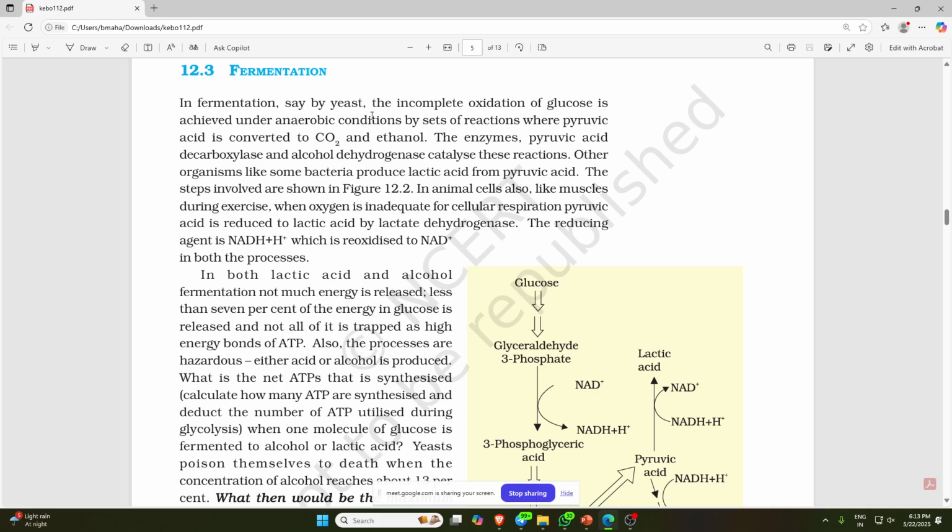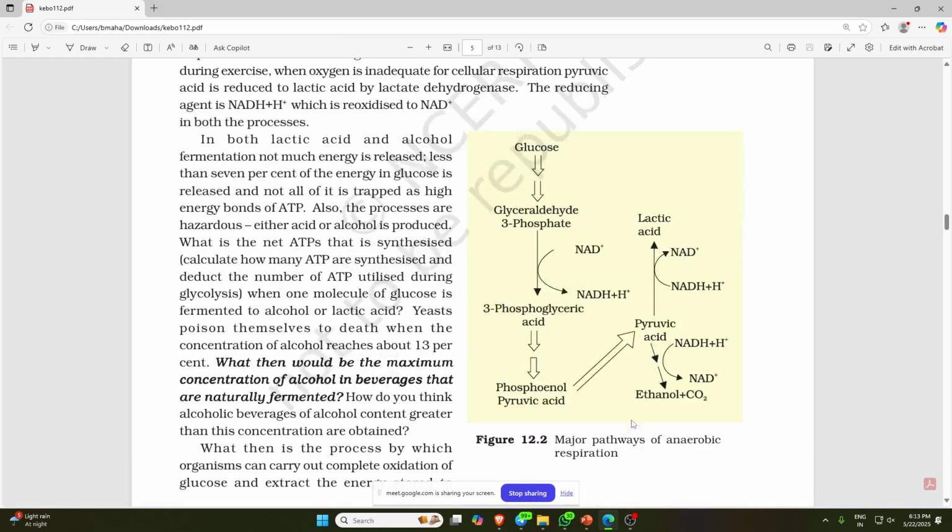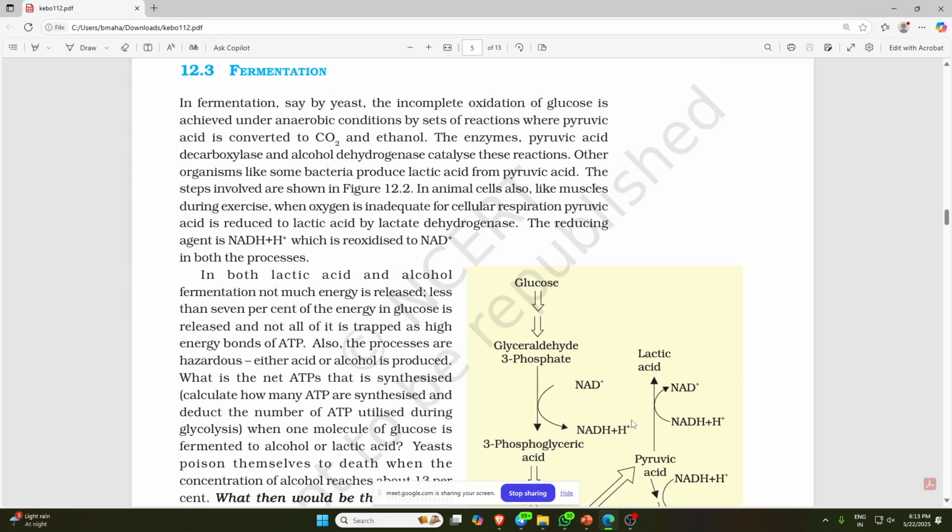The enzymes pyruvic acid decarboxylase and alcohol dehydrogenase catalyze this reaction. As incomplete oxidation is happening, the catalysts release either lactic acid or ethanol. So one is pyruvic acid decarboxylase or alcohol dehydrogenase, or lactic acid dehydrogenase.